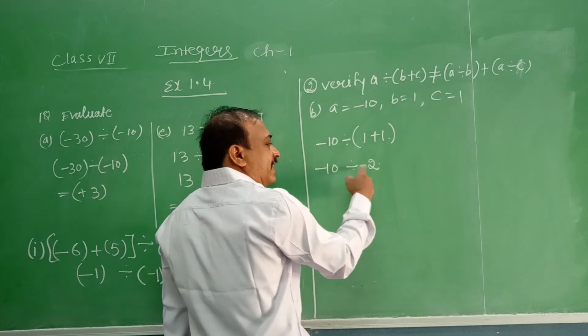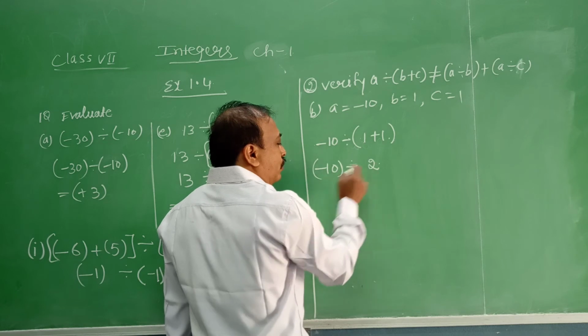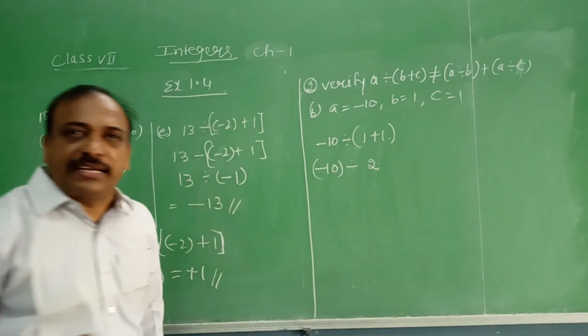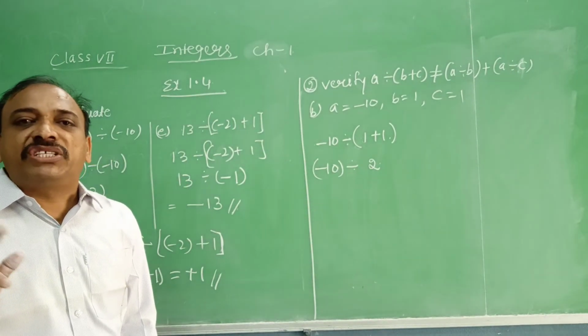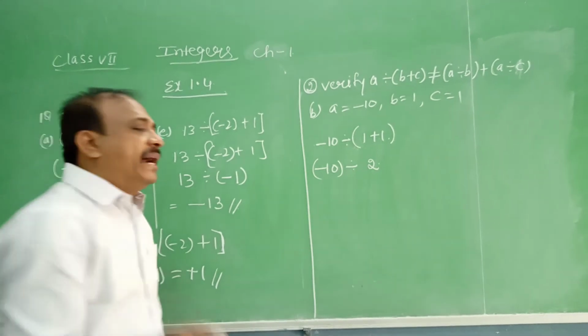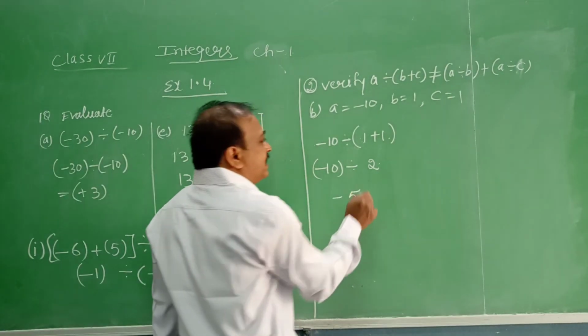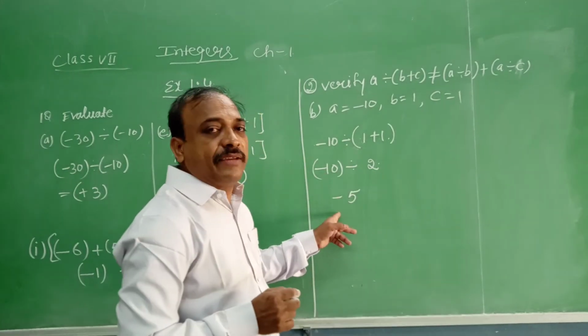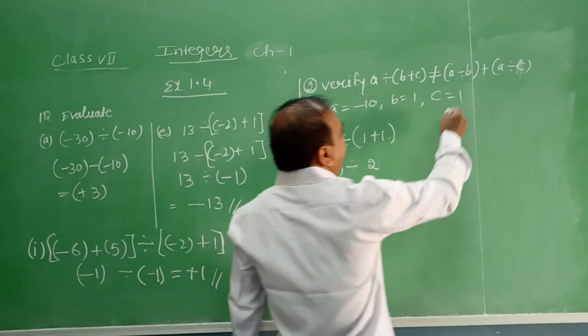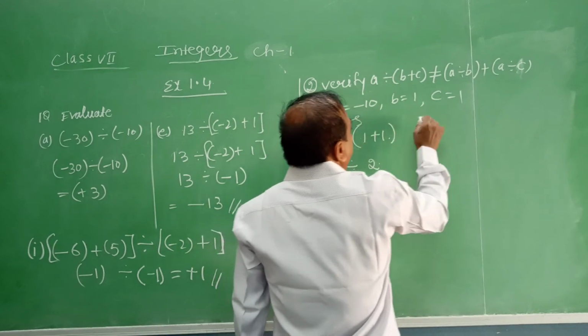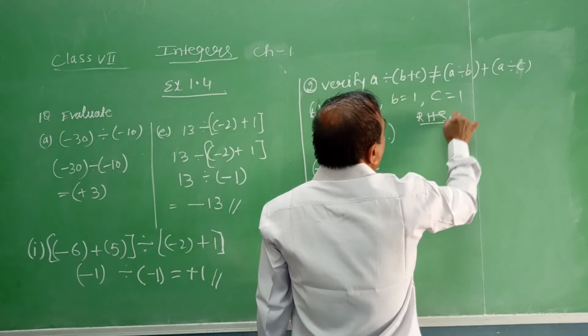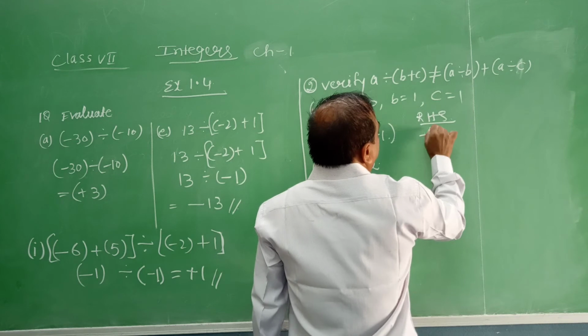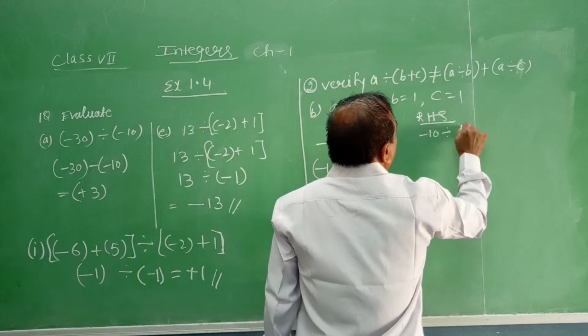So minus 10 divided by plus 2 is a negative integer divided by a positive integer. One negative, one positive: in division the quotient always gets the minus sign. So that is minus 5. 10 divided by 2 gives 5, put the minus sign for the quotient. Now the LHS part is over. Now we go to the RHS part, which is A divided by B: minus 10 divided by 1.